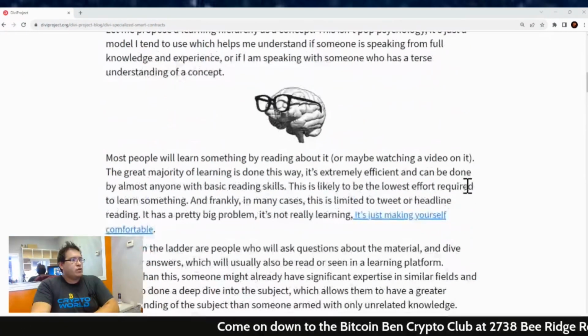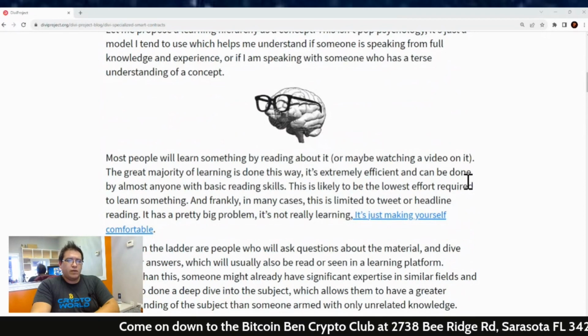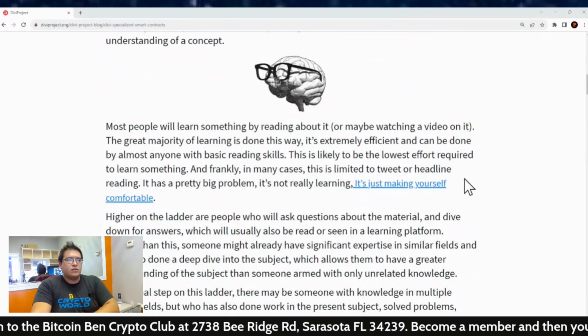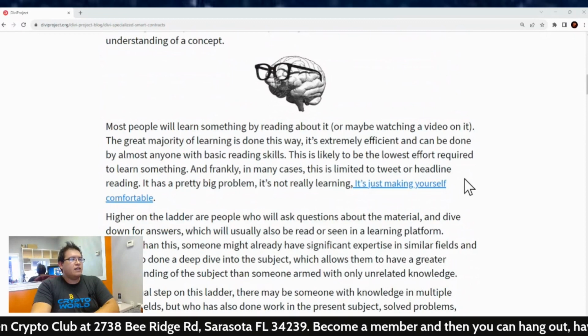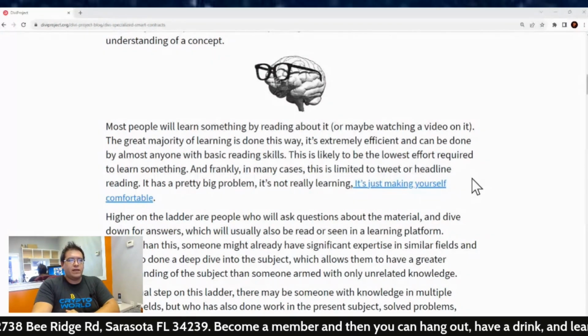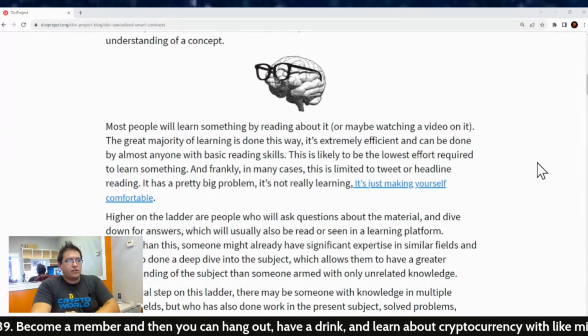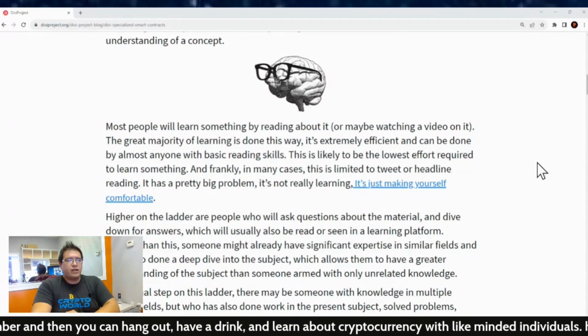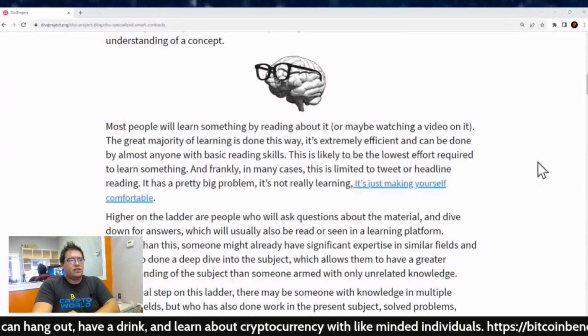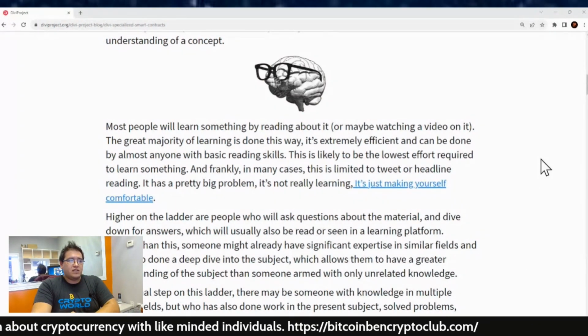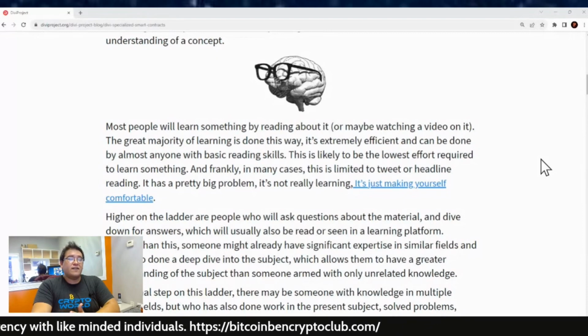Now, most people will learn something by reading about it, or maybe by watching a video on it. The great majority of learning is done this way. It's extremely efficient and can be done by almost anyone with basic reading skills. This is likely to be the lowest effort required to learn something. And frankly, in many cases, this is limited to tweet or headline readings. It is a pretty big problem. Now, it's not really learning, it's just making yourself comfortable.